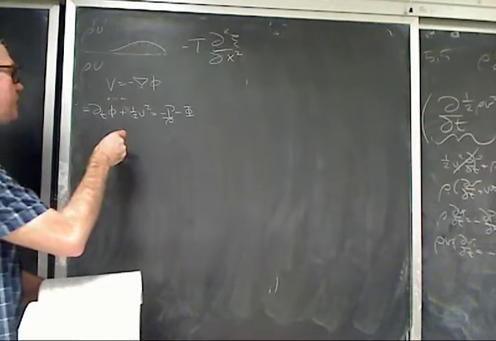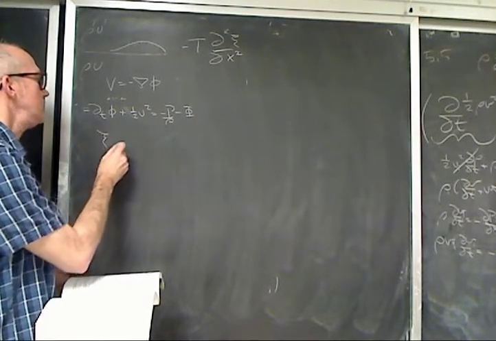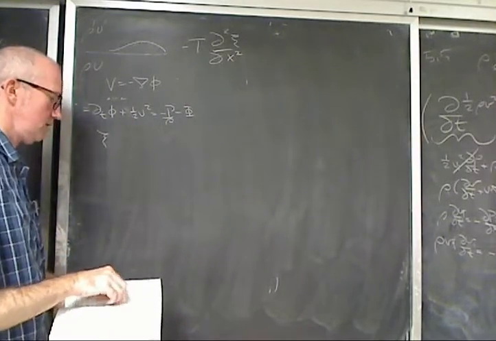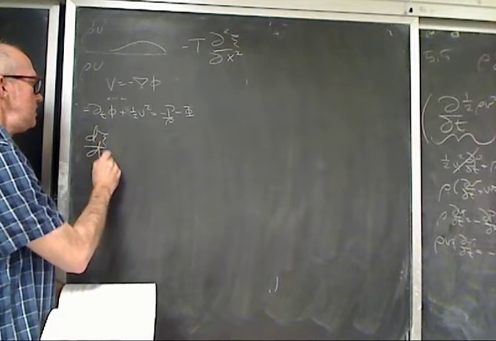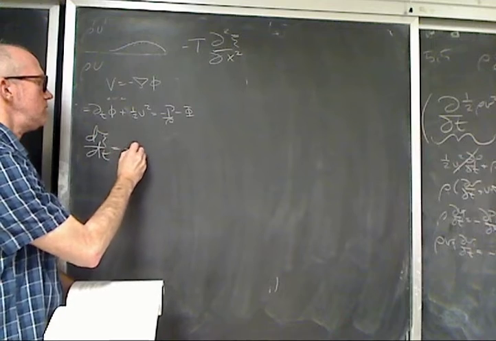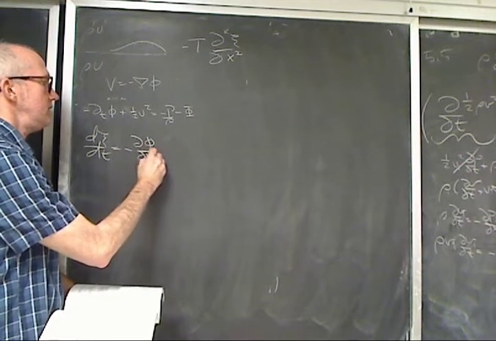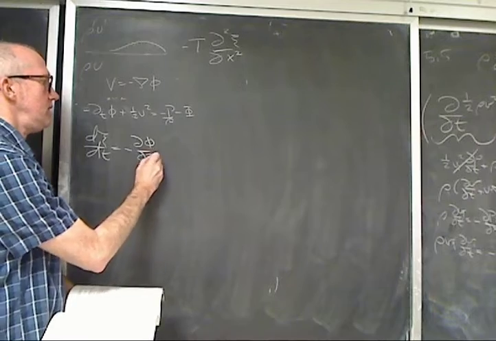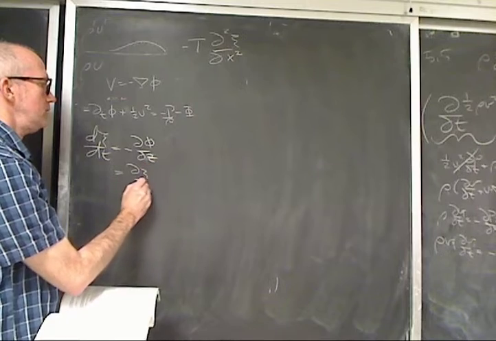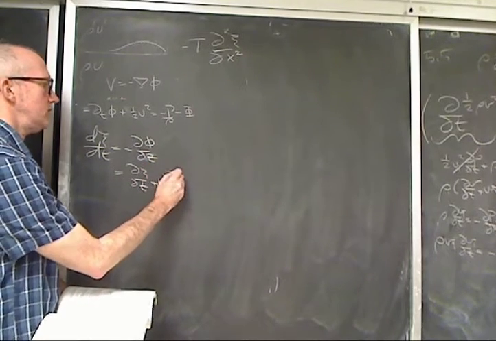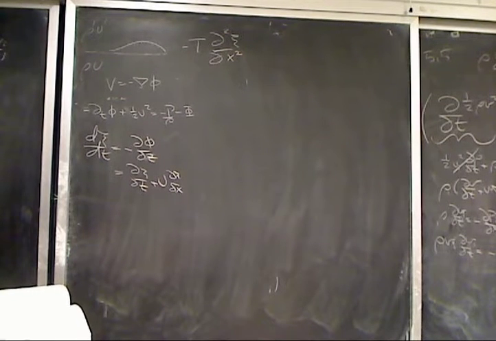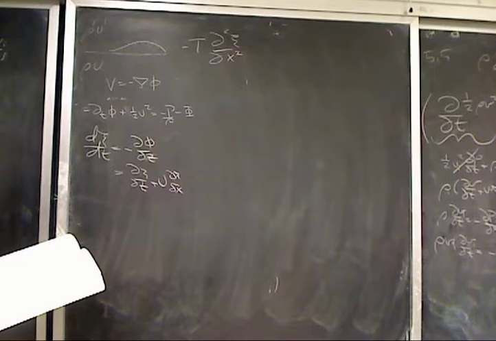Okay, so then we need to talk about the interface. c is the height of the interface. dc/dt equals the velocity in the vertical component, which is equal to dφ/dz. It's also equal to partial c partial t plus u partial c partial x. So we need that. And what else do we need?